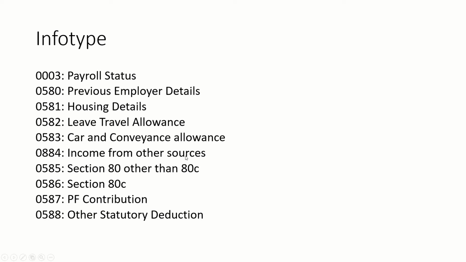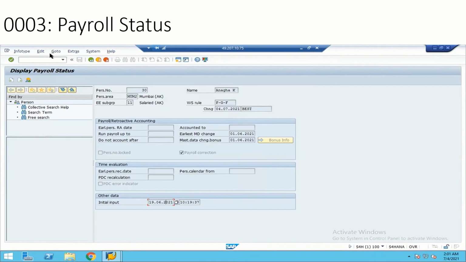Income from other sources, maybe house rent. Then section 80 other than 80C, and section 80C. 586 is the info type allotted to these, and these are all standard info types created by SAP. Then PF contributions 587, then 588 other statutory deductions, like employee state insurance. So these can be deducted. So this is the actual payroll status.